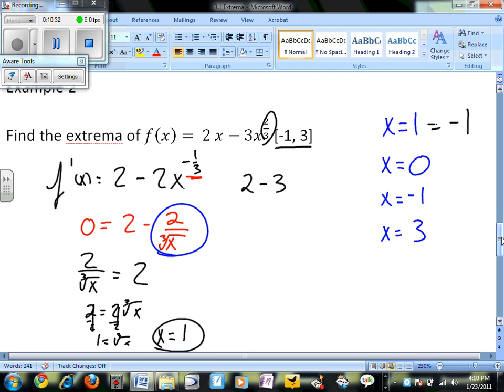Plug 0 in there. I plug 0 in there, I get 0 times 0, which is going to be 0. I know that's happened in my last 2 examples, these are my y values, by the way. Not always going to be 0, by the way.